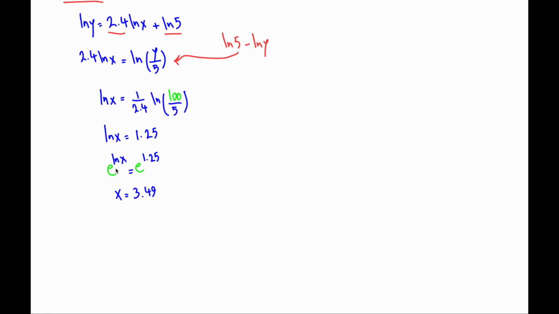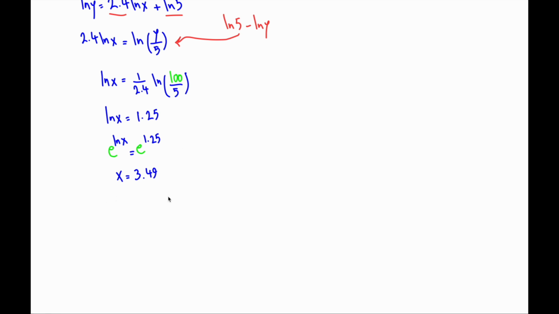Again, you use the same technique to get rid of the ln. So e to the power of ln x equals e to the power of 1.25, and that results in x being 3.49, rounded to 3 significant figures.